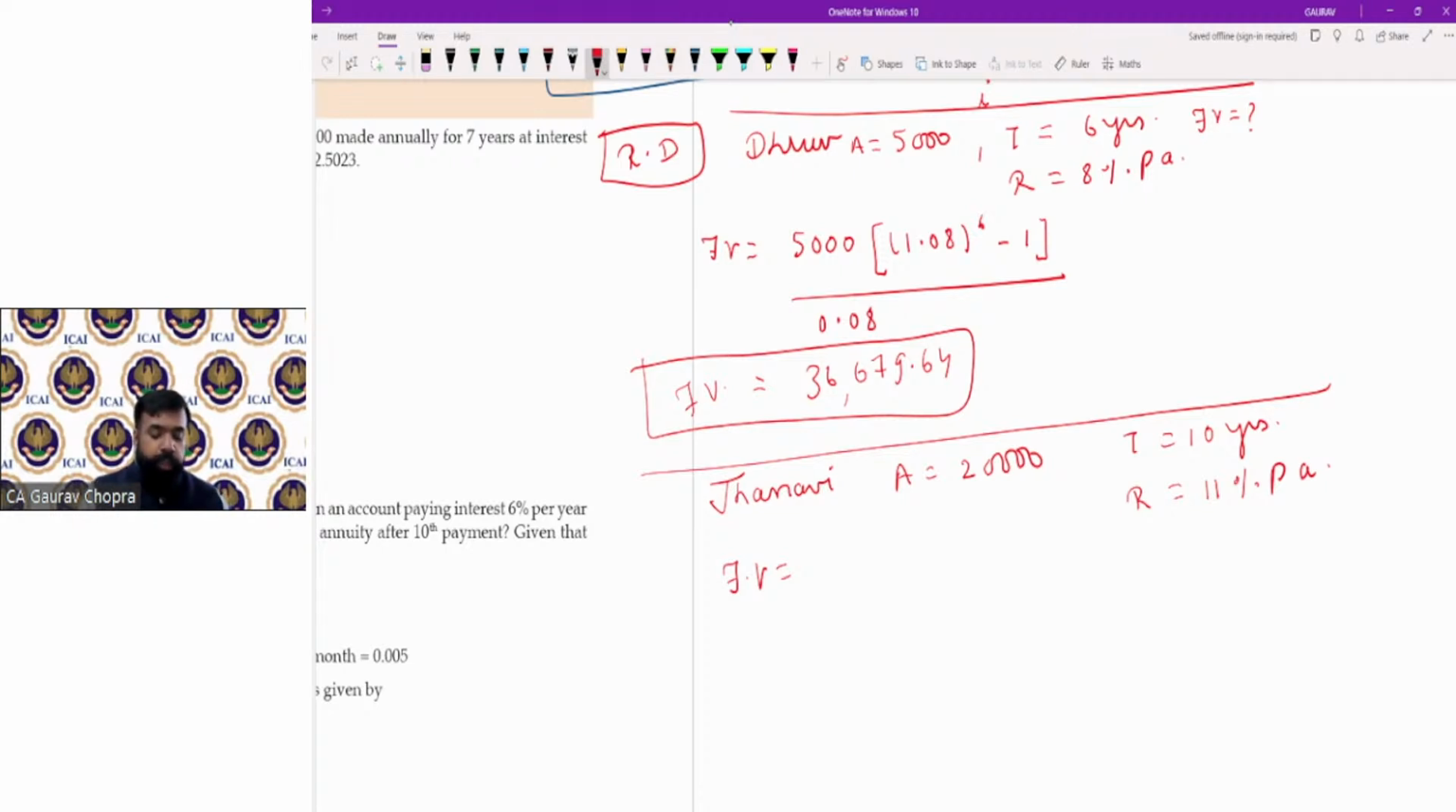So let's calculate this on the calculator. Make a habit to use the fast calculation trick on the calculator. So 1.11 multiply, press equal to 9 times: 1, 2, 3, 4, 5, 6, 7, 8, 9. Minus 1, divided by 0.11, and then multiply by 20,000. So I have got the answer.